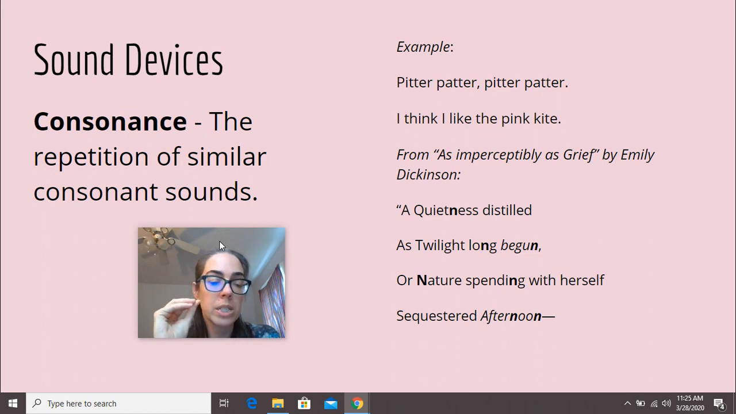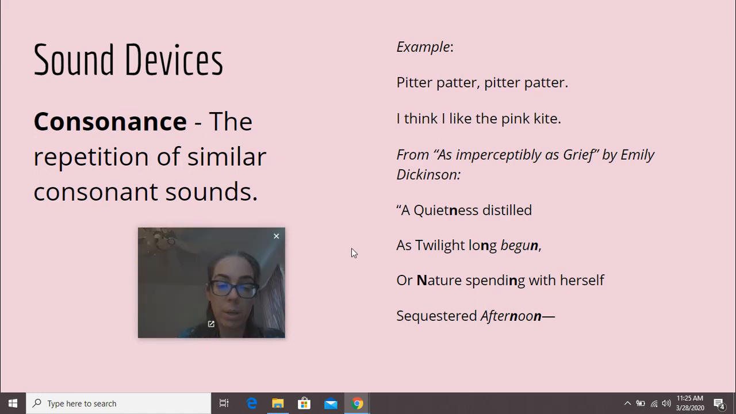And then another Emily Dickinson poem, As Imperceptibly as Grief. The quietness distilled as twilight long begun, or nature spending with herself sequestered afternoon. We've got a lot of ends through that whole thing. So it has that, and it just goes back to poetry being music, and having that connection. It's a certain musicality that we're hearing by using that.